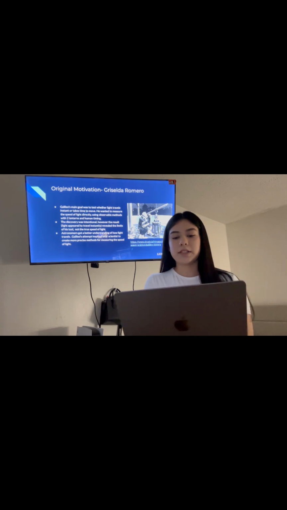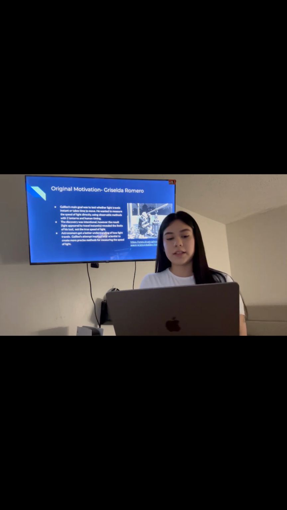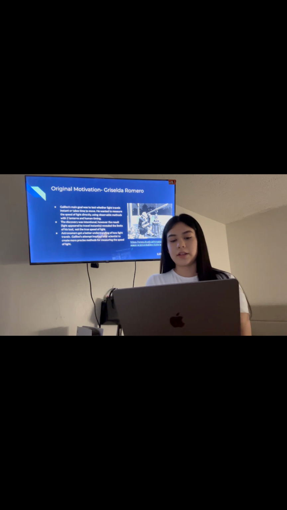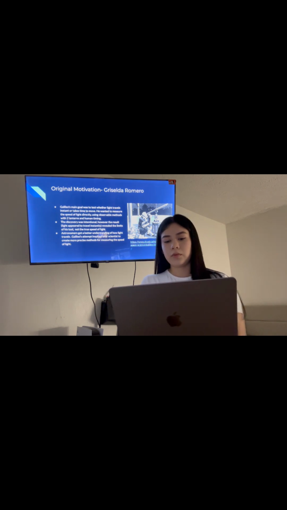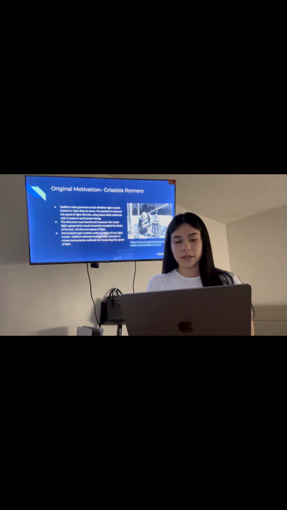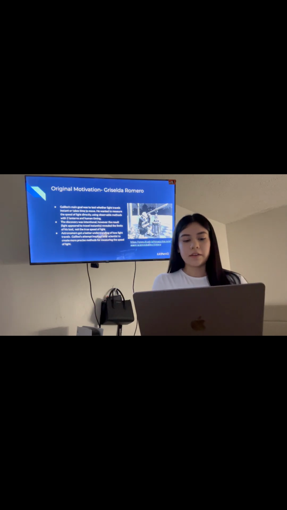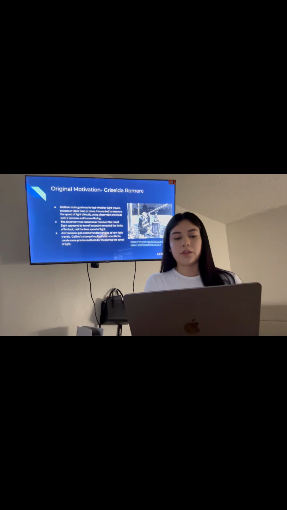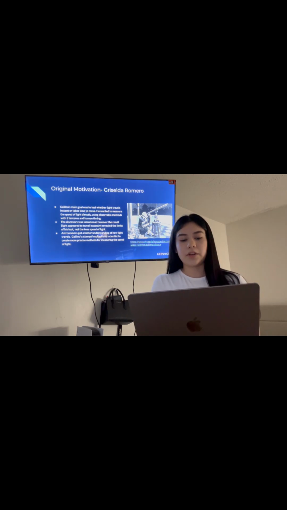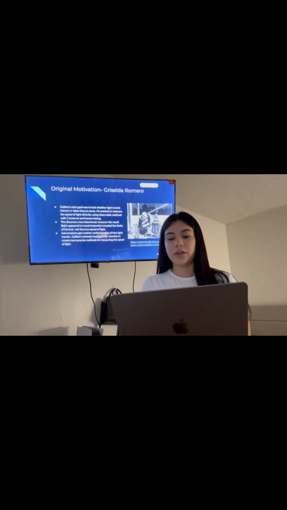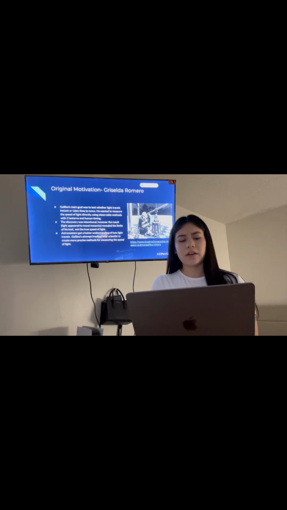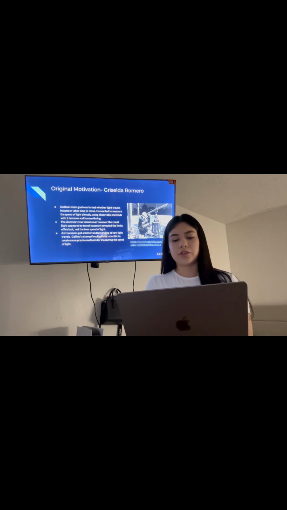Galileo's main goal was to test whether light travels instantly or takes time to move. He wanted to measure the speed of light directly using observable methods with two lanterns and human timing. The attempt was intentional. However, the results, light appeared to travel instantly, revealed the limits of his tools, not the true speed of light.